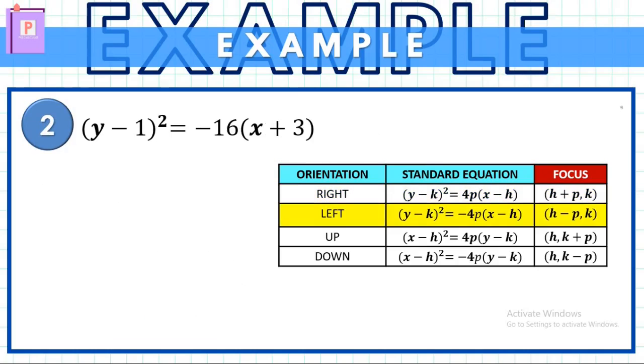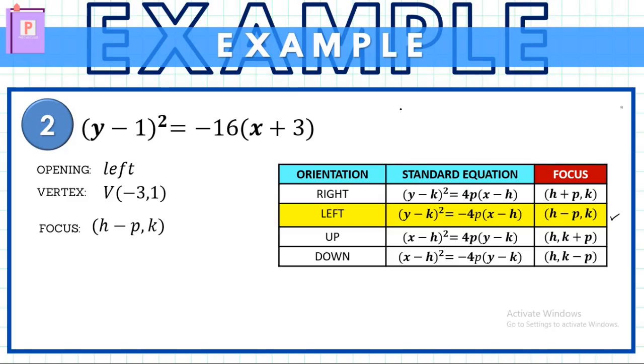Moving on to the next example, let's identify the orientation. And this is a parabola that opens to the left. Therefore, this is the formula that we are going to use. The vertex is at -3, +1. So definitely the focus will be using the formula h minus p, k.